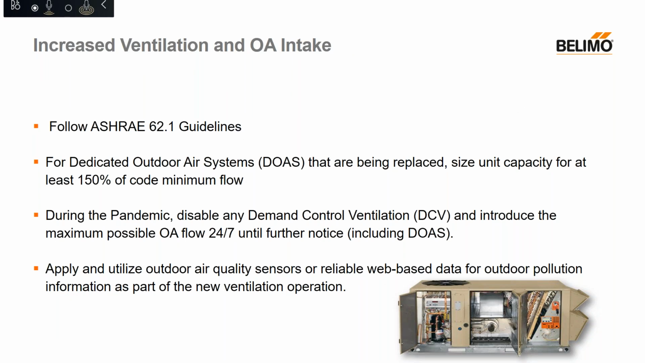For increased ventilation, the first point is following ASHRAE 62.1 guidelines. As far as dedicated outside air systems and replacing units, you should now make them 150% over code for increased ventilation and give you more of an advantage for air flushes. If there is a pandemic, DCV should be disabled and max outside air should be used until further notice.